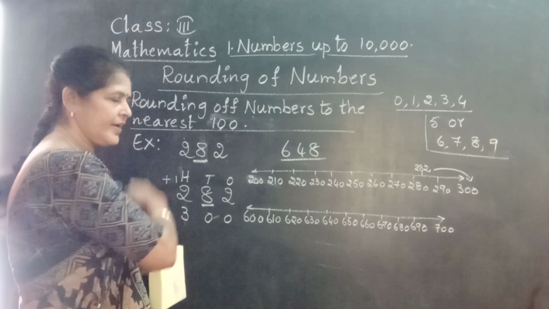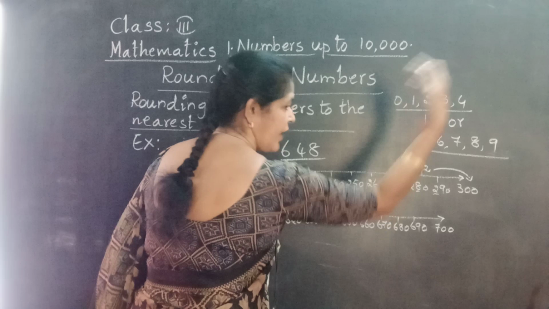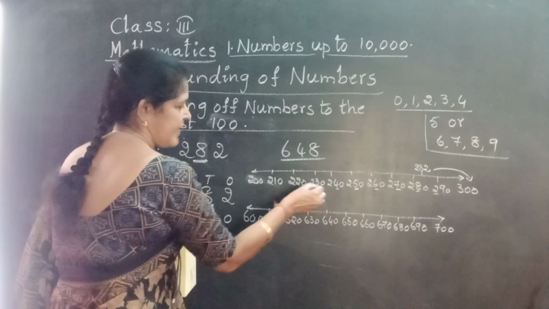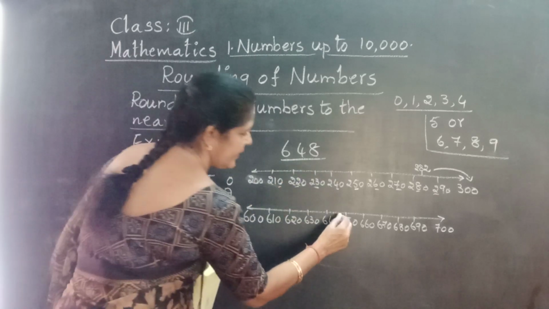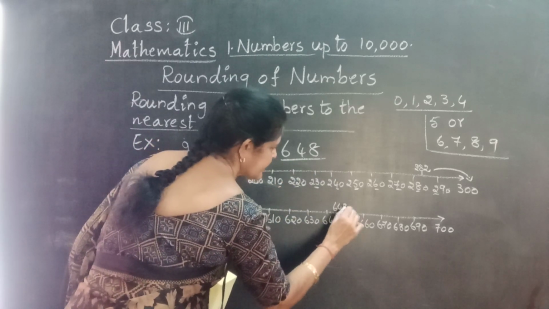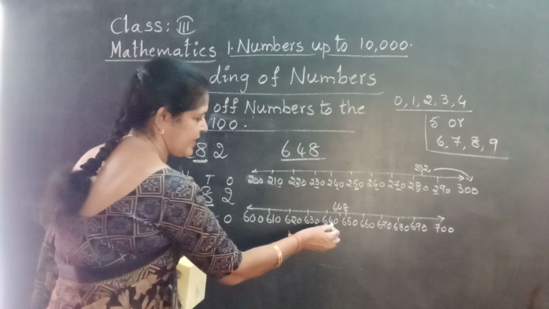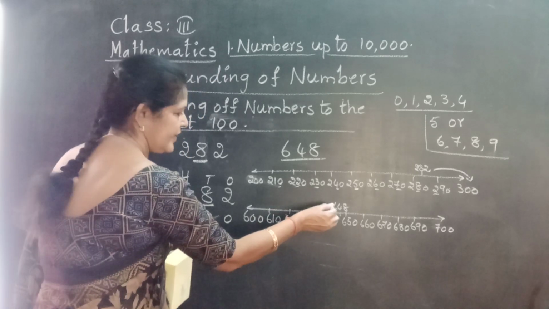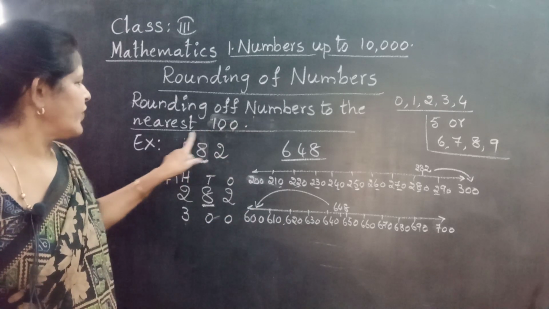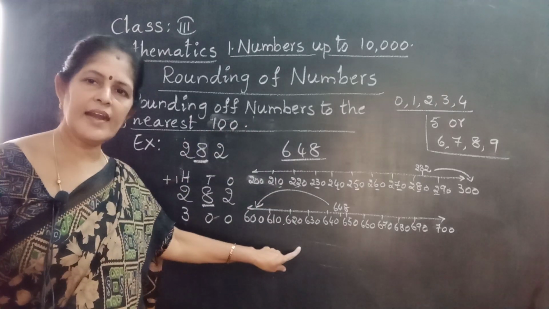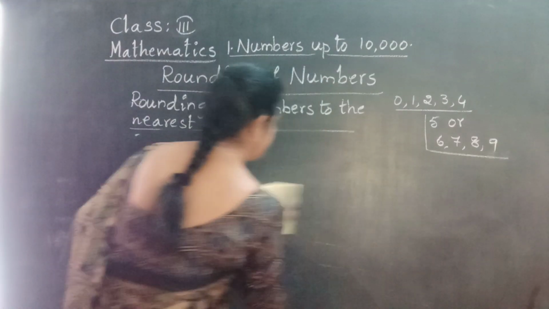Okay? Rounded down, rounded up. 5 or more than 5, rounded up. Less than 5, rounded down. The given number is 648. It may be here. 648 is rounded down, that means less than 5. That means it is nearer to 600. This is rounding of numbers to the nearest 100 on the number line. Another example.